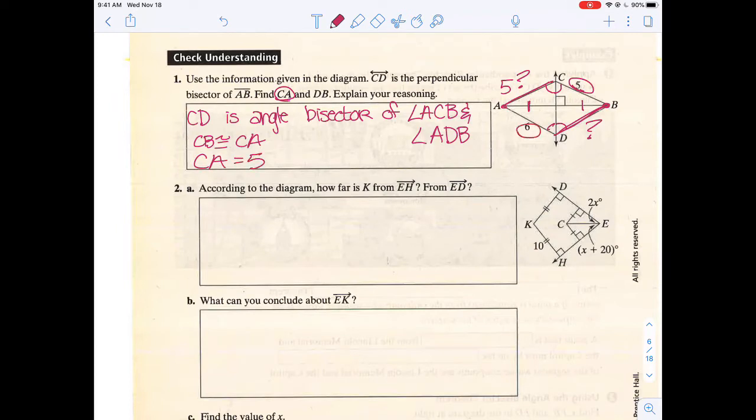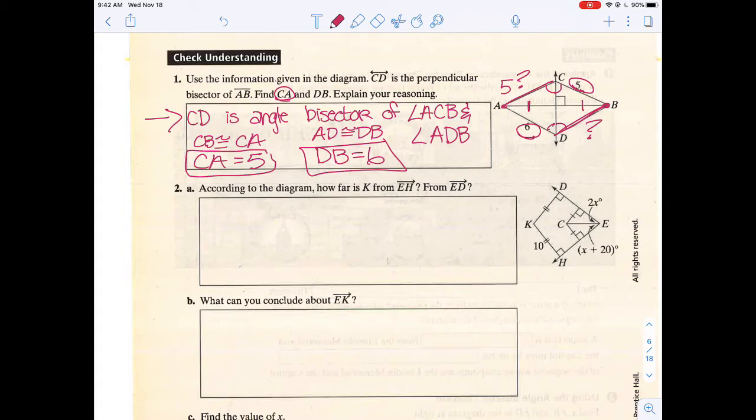Same thing happens with the other one. AD is congruent to BD, or DB is how they list it. And so since AD is 6, DB is 6. There's your two answers, and we explained why we thought that.